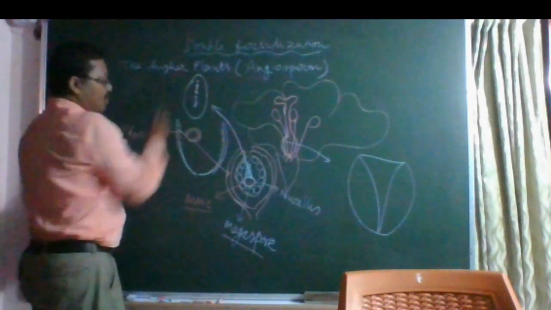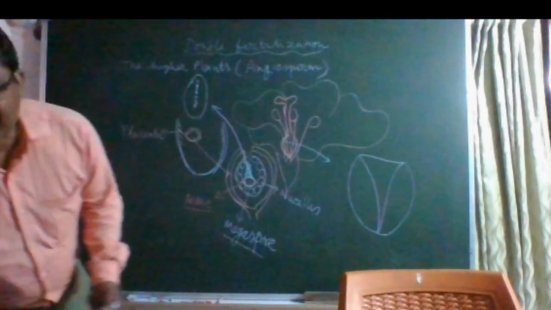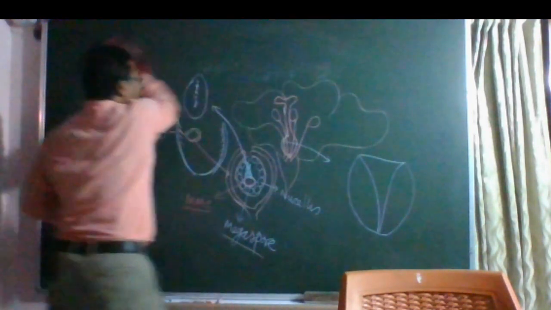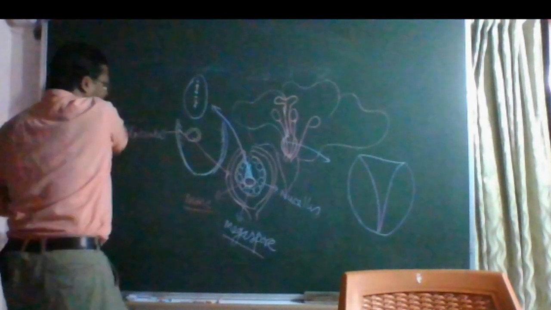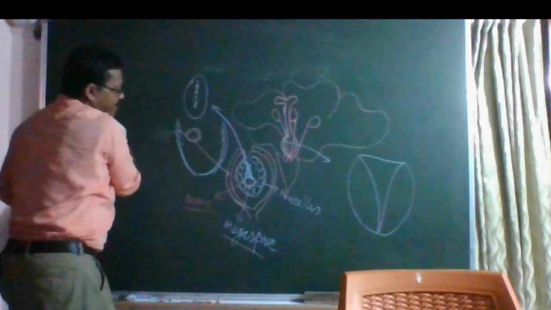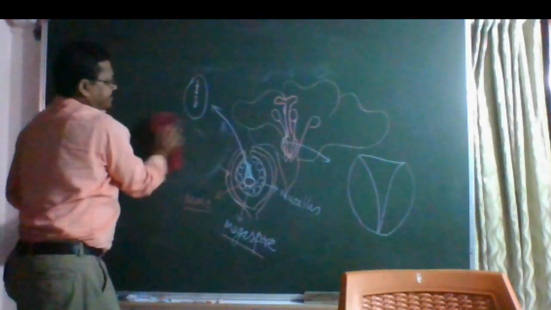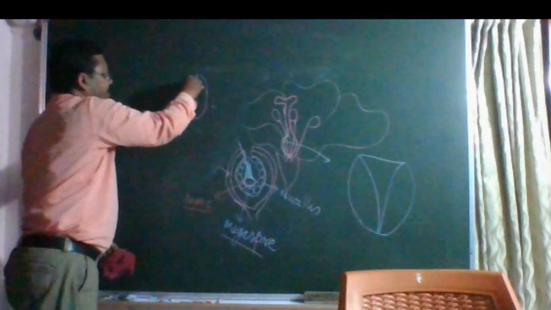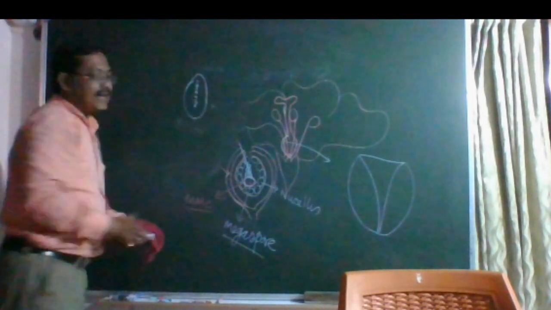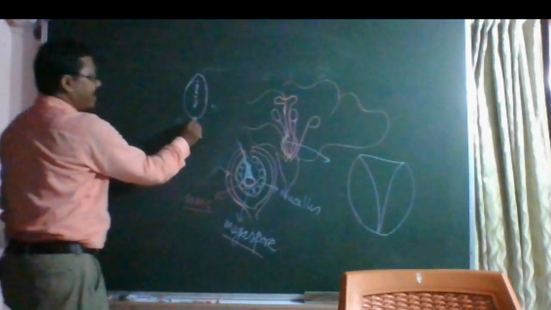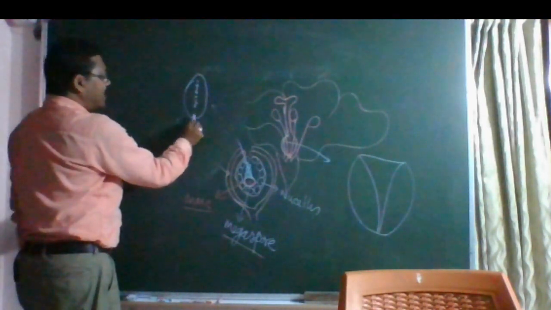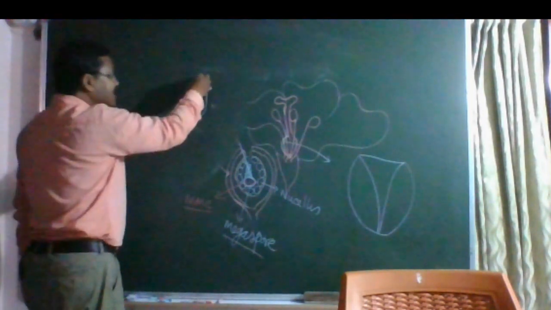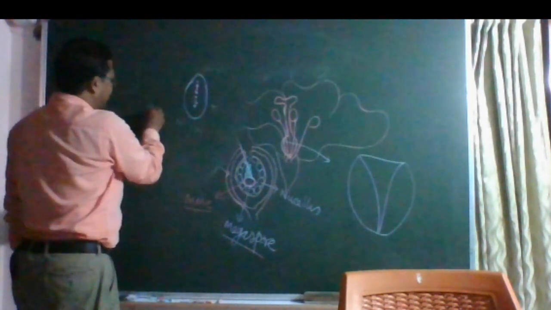This is a megaspore. Where is it present? This megaspore is present in the ovule. Where is the ovule present? Ovule is present in the ovary. What is the ovary? Ovary is the part of the carpel. Suppose this is the 8 nucleus containing megaspore. This is the female gametophyte. So, an angiospermic plant contains 1 megaspore, and each megaspore contains 8 nuclei. This is called embryo sac.